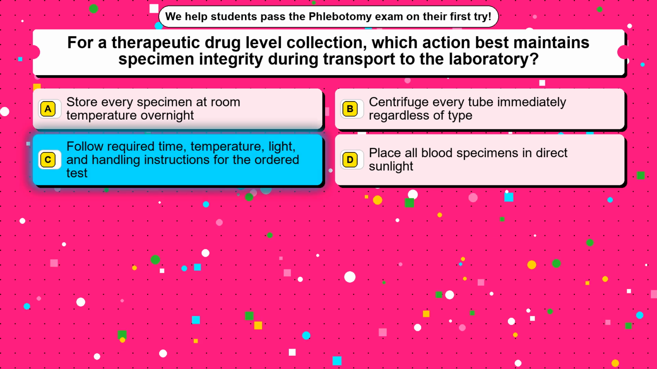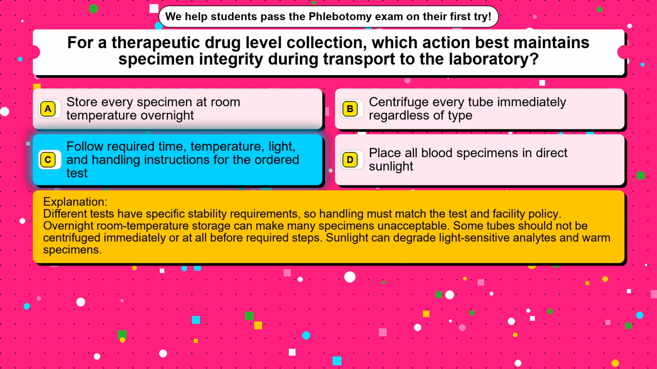The correct answer is option C. Follow required time, temperature, light, and handling instructions for the ordered test. Different tests have specific stability requirements, so handling must match the test and facility policy. Overnight room temperature storage can make many specimens unacceptable. Some tubes should not be centrifuged immediately or at all before required steps. Sunlight can degrade light-sensitive analytes and warm specimens.